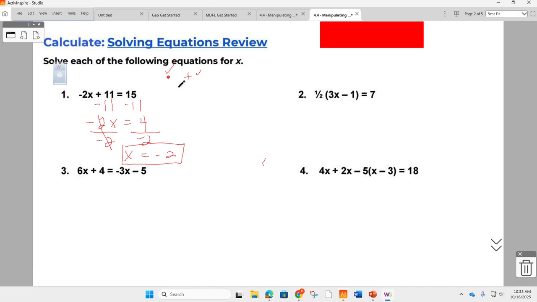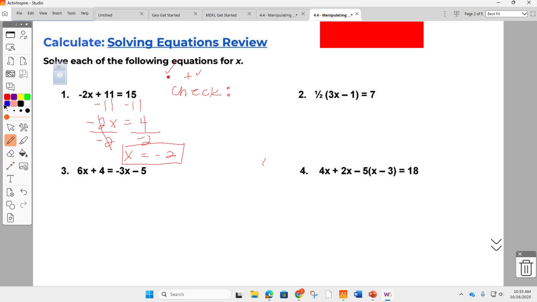-2. We're going to check this one. I'm not going to make you check the rest, but we are going to check this one. Remember, checking it just means we're going to plug it back in and see if it satisfies that equation or makes that equation a true statement. So it's -2 times what our x is, and that's -2, so we're going to plug in -2 times -2 plus 11 equals 15. -2 times -2 is +4. And 4 plus 11 is 15. So we know that our solution is correct.